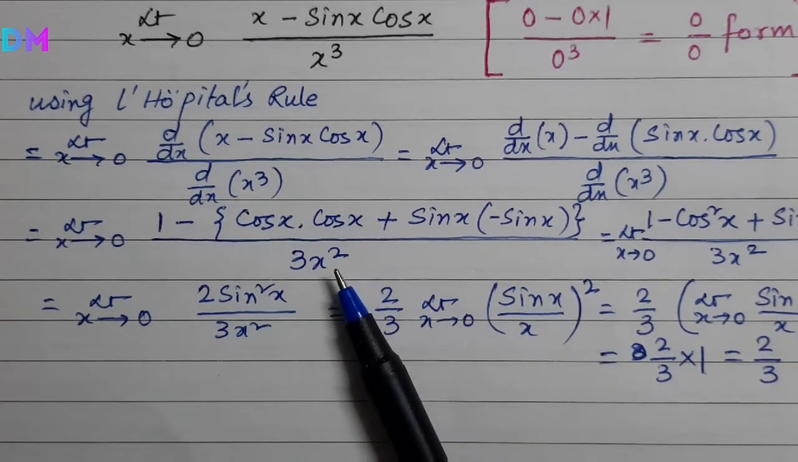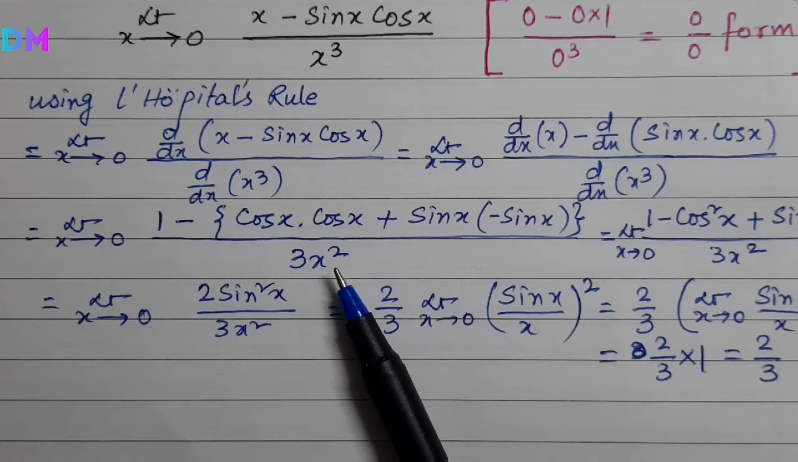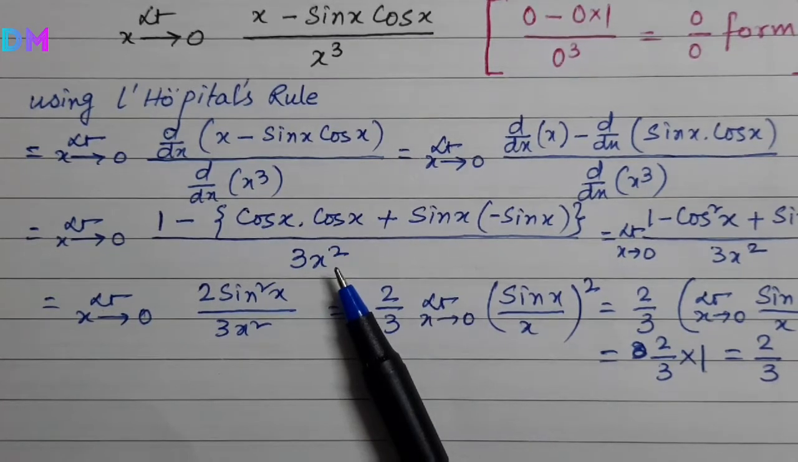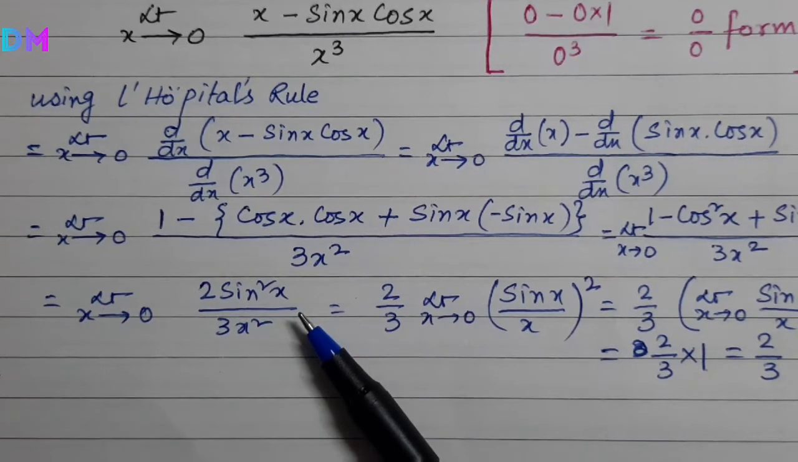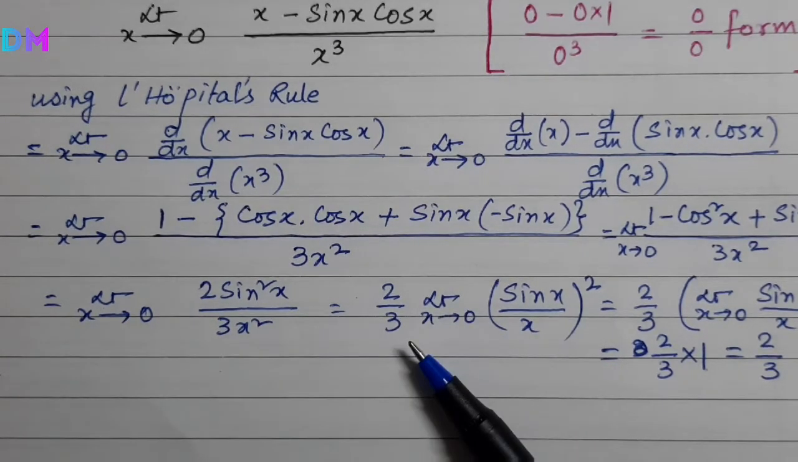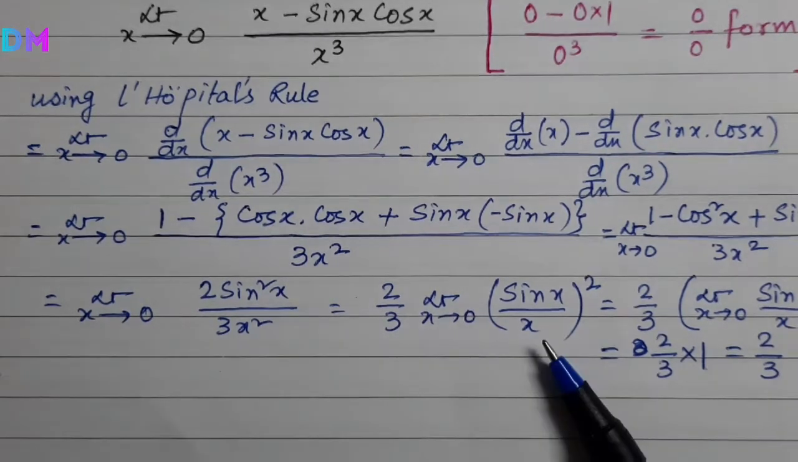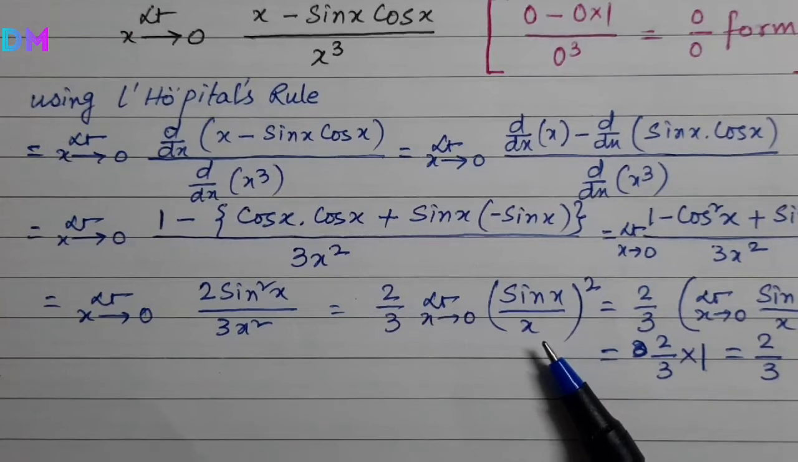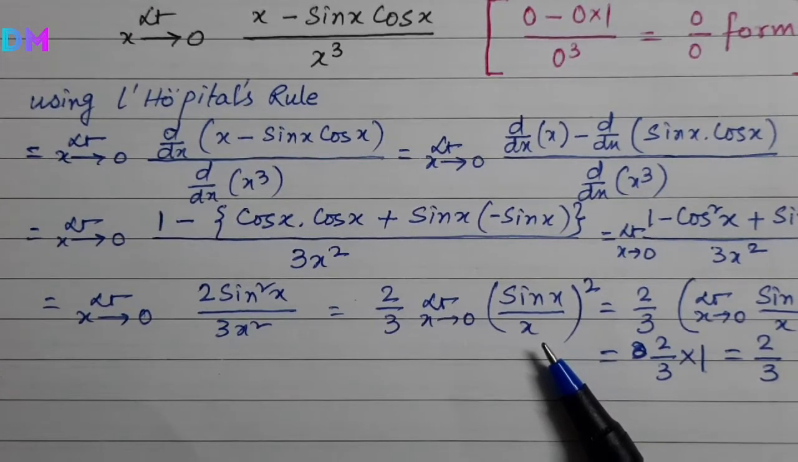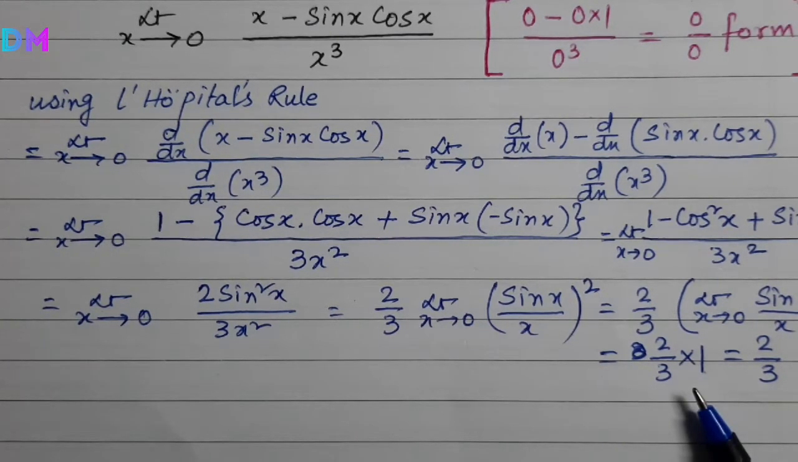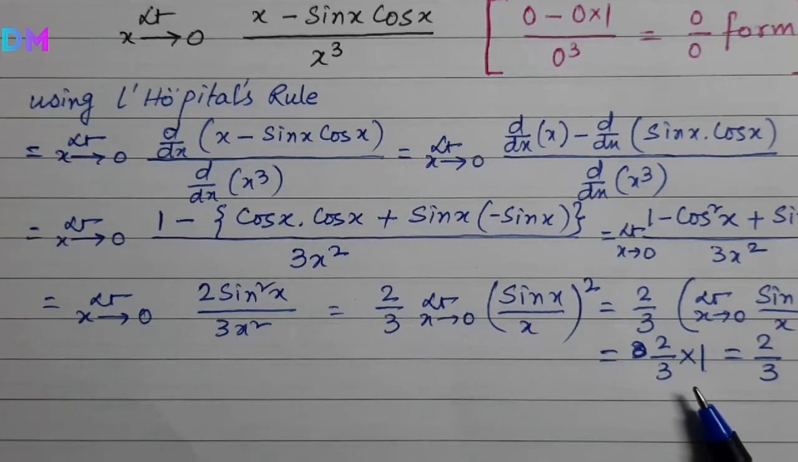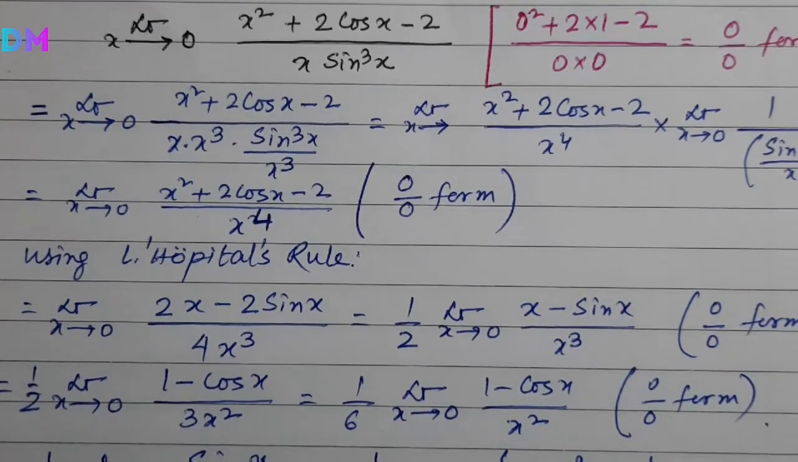In the denominator it was x cube, whose differentiation is 3x square. Hence the function will become 2 sin square x by 3x square. Now we can put 2 by 3 outside the limit, so it becomes 2 by 3 into the limit x tends to 0 of (sin x by x) whole square. We know that the limit of sin x by x is equal to 1. Hence the answer will be 2 by 3. Now let us solve the next question.